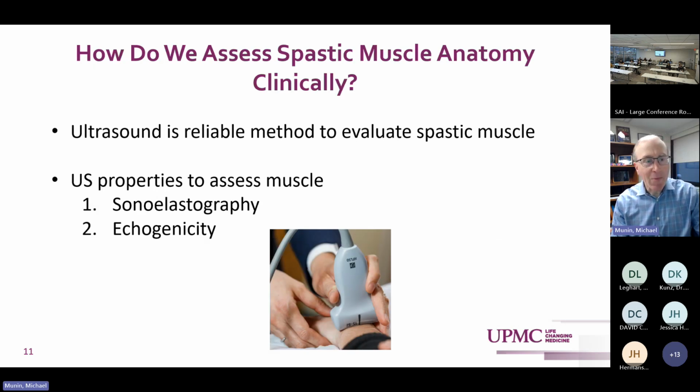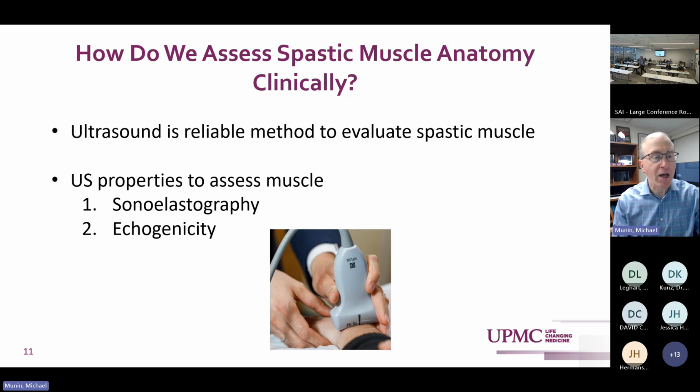So, how do we assess spastic muscle anatomy clinically? Well, ultrasound is a great, reliable method to do this. And as Trevor alluded, this has been an interest of mine probably since the early 2000s. So I've been doing this for quite a long time. And it's so nice to see how this has become relevant to the field here.